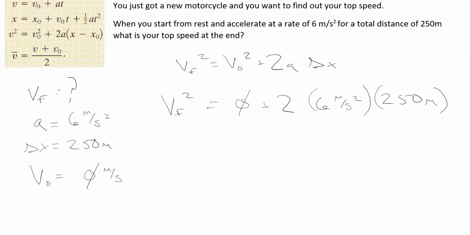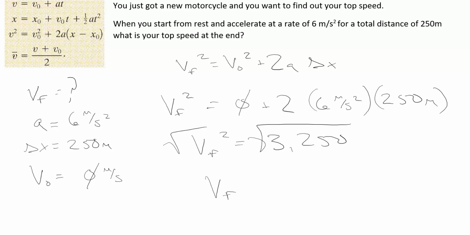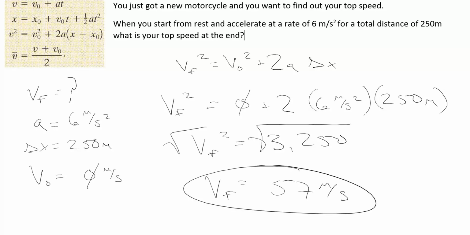So when I multiply 2 times 6 times 250, I get that my final velocity squared is equal to 3,000. Now all I have to do is square root both sides, and in the end I find that I have a final velocity of 57 meters per second. Awesome.